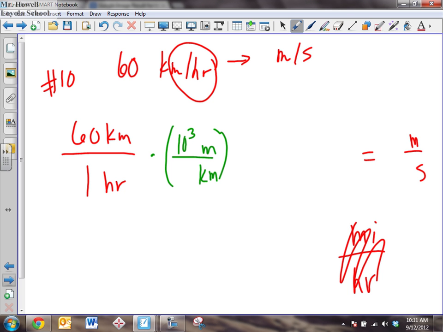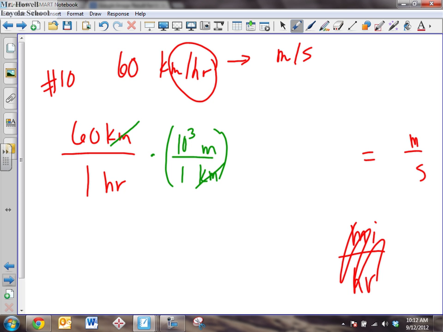Why is it 10 to the third? Because 10 to the third means kilo. Good. We see kilo on the bottom. Kilo on the bottom means 10 to the third. It's got to be balanced, so we put a 10 to the third up top. Good. Now, watch what I'm going to do. As you go along, you're welcome to cancel your units so you remember.